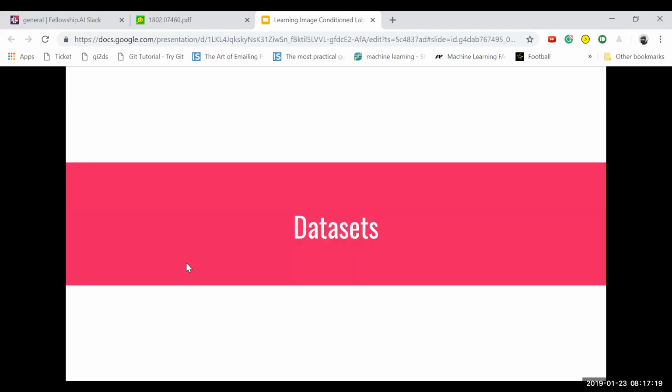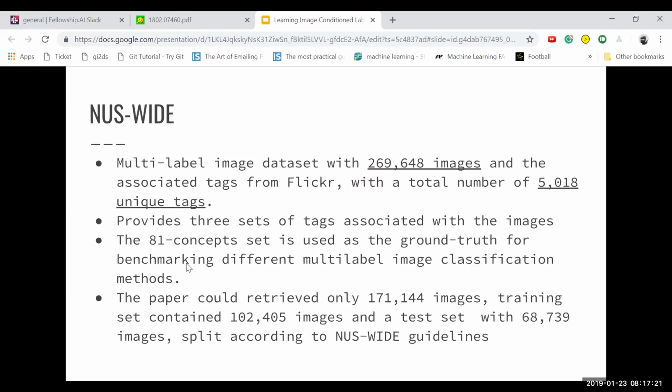Okay, so we look at the dataset. It's basically the NUS-WIDE dataset. I think the slide covers some basic information. One thing to note over here is that for the paper, the authors could only retrieve around 170,000 images. That accounts for only 63 to 64% of the total images. And they split it into training and test sets according to the guidelines.